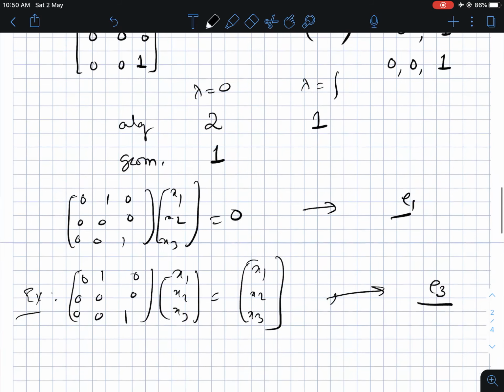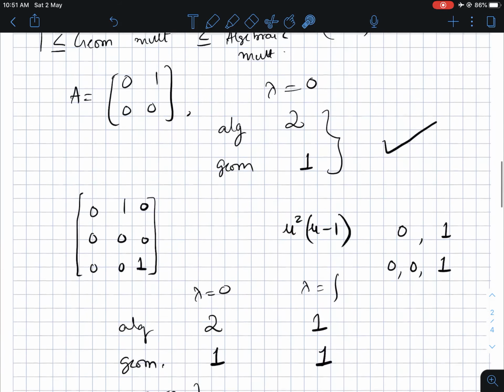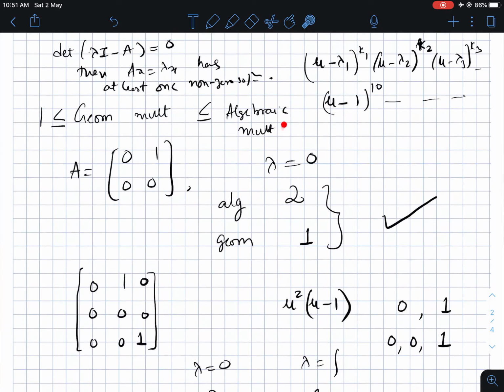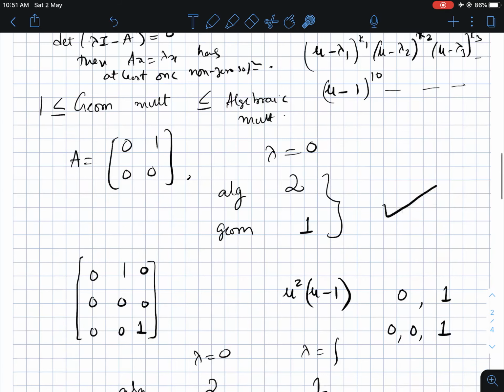So you see that for this 3 cross 3 matrix, the algebraic and geometric multiplicities match for lambda equal to 1, but they don't match for lambda equal to 0. In fact, if the algebraic multiplicity is 1, it forces the geometric multiplicity also to be 1, because of this inequality chain here. If this is 1, this also is forced to become 1.